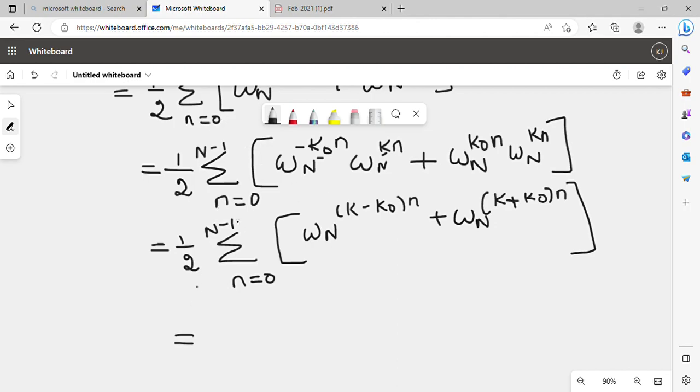Okay, so now if I multiply that, I would be getting 1 by 2 into the summation of n equals 0 to n minus 1, omega n into, that is, k minus k naught into n.